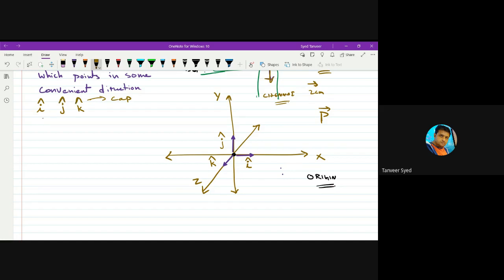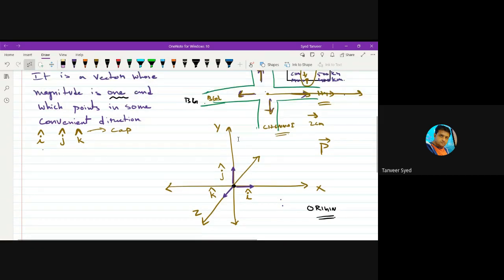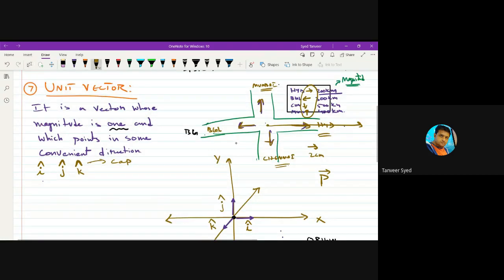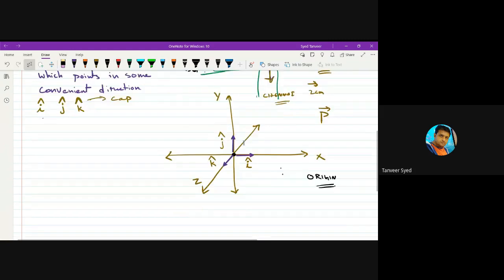Cap. Okay, and we read it the same way: I cap, j cap, k cap. What are these things? These I cap, j cap, and k cap are doing the same work as these arrows do on the signboard. The purpose of these arrows is just to tell you the direction. Similarly, the purpose of these unit vectors is to just tell you the direction.